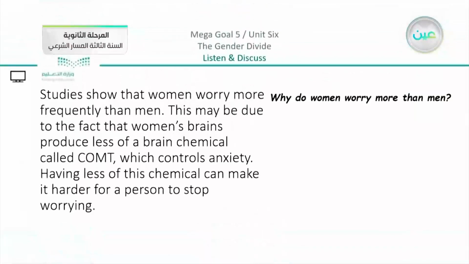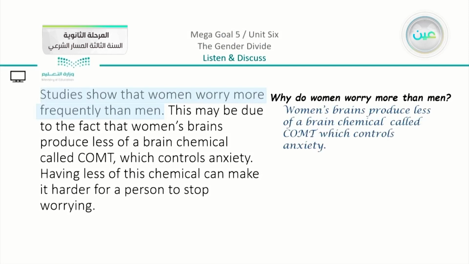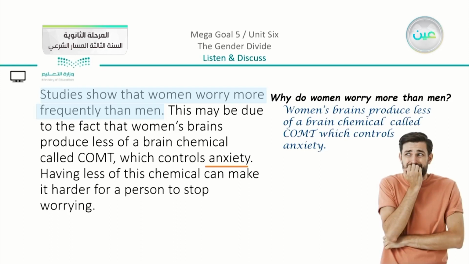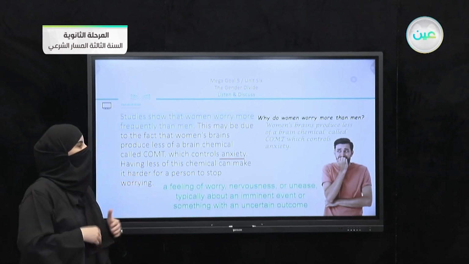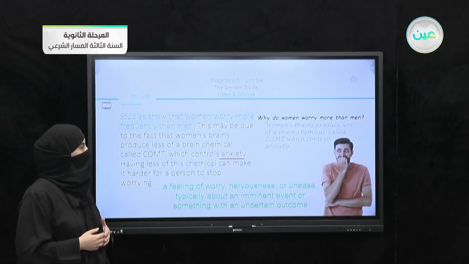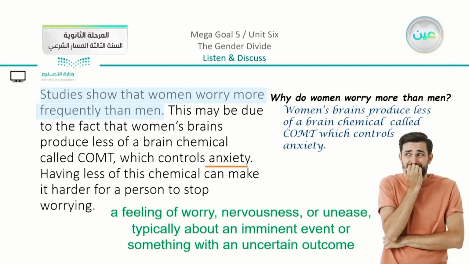Moving on, we have here the second part, why do women worry more than men? We can say that studies show that women worry more frequently than men. So how is that? We can say that women's brains produce less of a brain chemical called COMT, which controls anxiety. We do have one of our words, which is the word anxiety that we just mentioned. And you can see from this young man here that he for sure has anxiety, which means here basically a feeling of worry, nervousness, or unease, typically about an imminent event or something with an uncertain outcome.